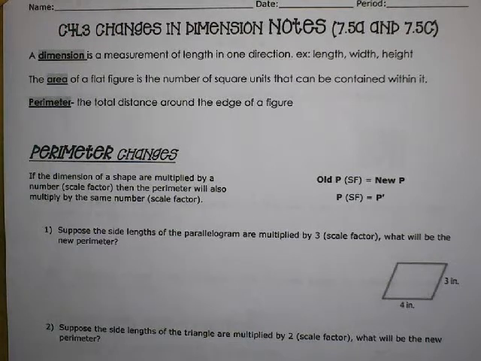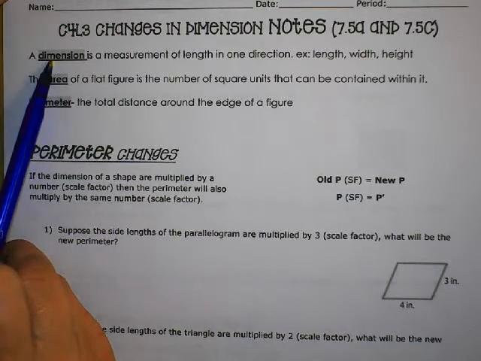Chapter 4, Lesson 3 is finding the new dimensions, perimeter, and area when given a scale factor. A few of the vocabulary words that we need to note are dimensions.